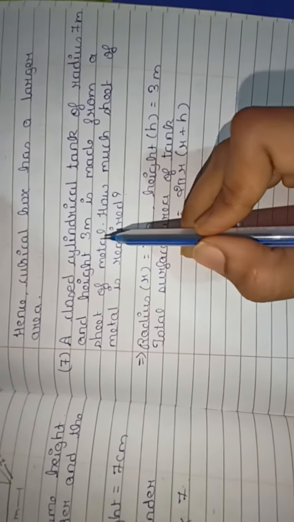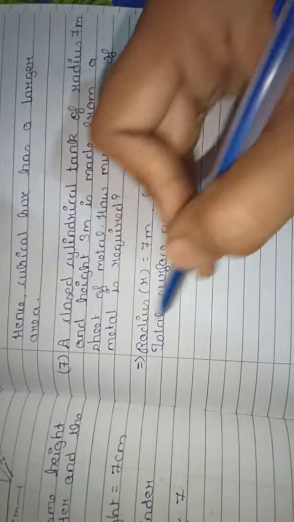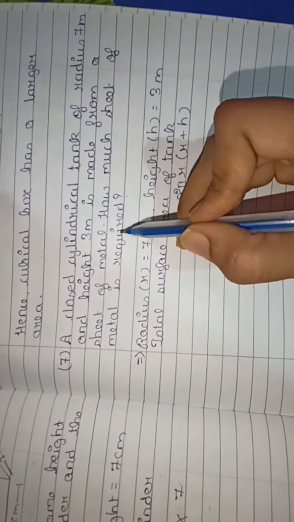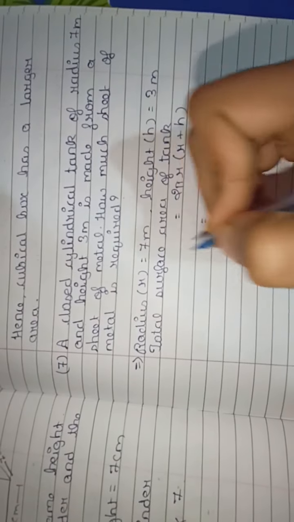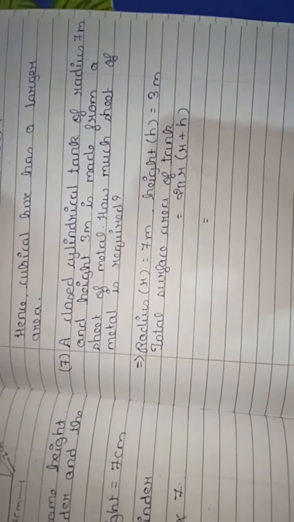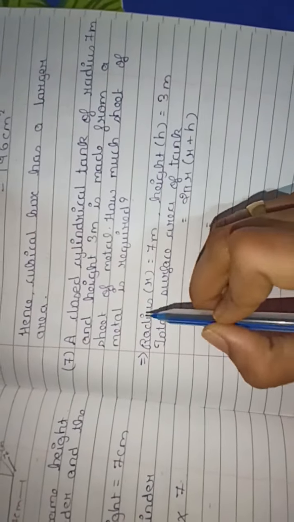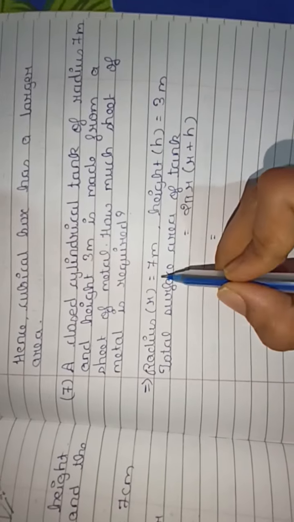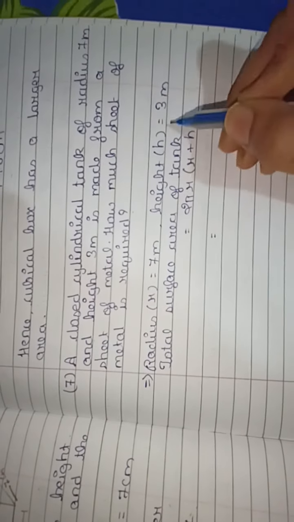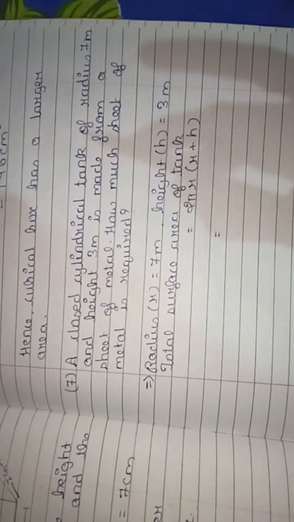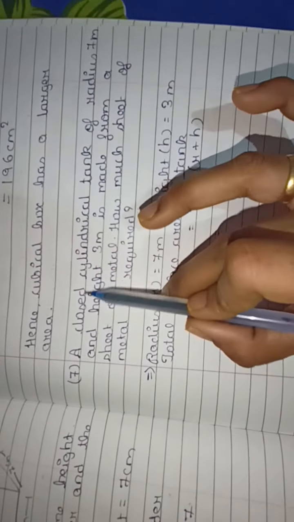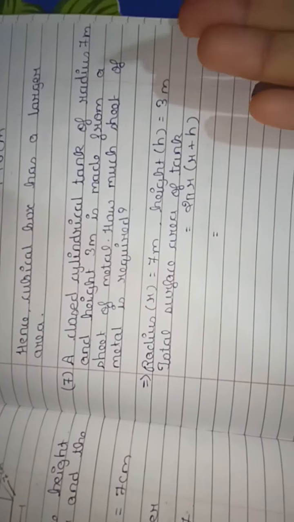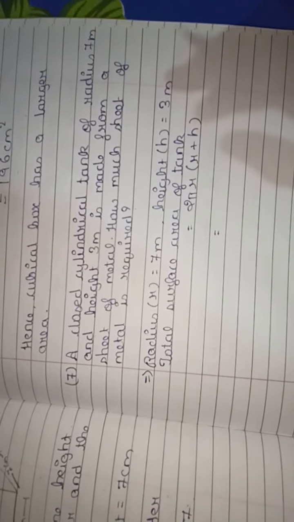Question 7. A closed cylindrical tank of radius 7 meter and height 3 meter is made from a sheet of metal. So a metal sheet is there, and from that a closed cylindrical tank is made. How much sheet of metal is required? So the metal sheet will be required for the surface area of the tank. First we will write out the information given to us: radius is equal to 7 meter, height is equal to 3 meter. Now for the total sheet required for that closed cylinder, closed means it will be covered from top as well as bottom, so we will have to find the complete surface area.